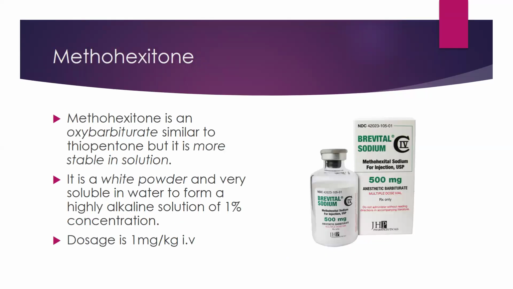The second IV agent we're going to look at is methohexitone. It's an oxybarbiturate, methoxybarbiturate, similar to thiopentone sodium, but it is more stable in solution. Unlike thiopentone, it is a white powder, very soluble in water to form a highly alkaline solution of 1% concentration. The dose is lesser than that of thiopentone, which is at 1 milligram per kg IV.